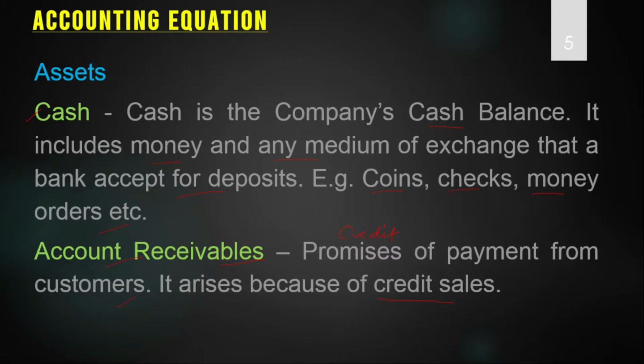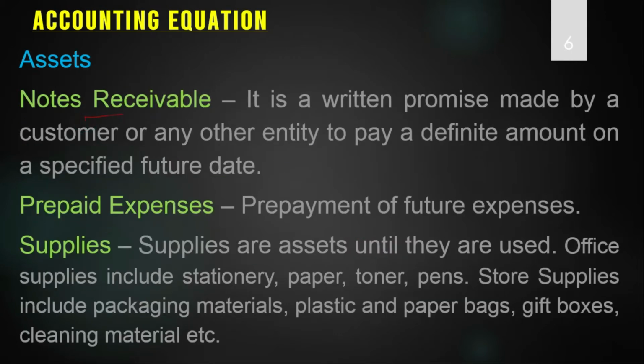There is no question of account receivable in case of cash sales, because in case of cash sales you receive the cash immediately. Note receivable is also to some extent the same as account receivable, but there is a little difference. In case of account receivable you do not receive anything in writing, you do not receive any document. But in case of note receivable you receive a document in written form from the customers or any other entity that has promised to pay the amount on a different future date. So note receivable will be a written document promising that you will receive some amount in future.